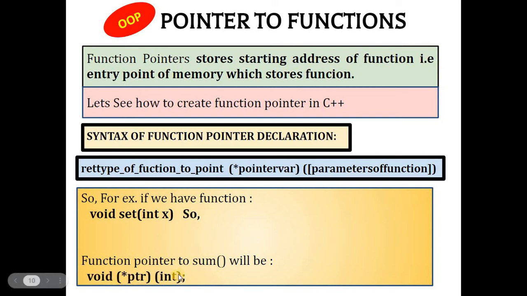So, you can see how you have declared the return type of the function, that is void, then the asterisk and the name of the pointer variable, and then inside the parenthesis the parameter of the function. As we can see, this void (*ptr)(int) can point not only to set but to any function which has a return type of void and an integer as its parameter. Okay.